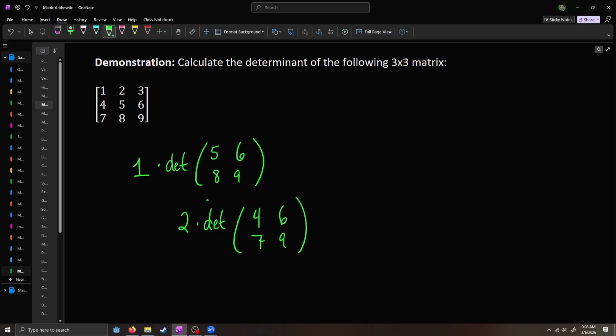7, 9. And then finally, moving to the last entry in the top row, that contains a 3 in that position. So I will extract that. And then I will go in and cross out the row and the column containing that 3. And that leaves behind this 2 by 2 matrix in the bottom left corner. So I'll multiply by the determinant of that smaller 2 by 2. So that would be the determinant of the matrix 4, 5, 7, 8.